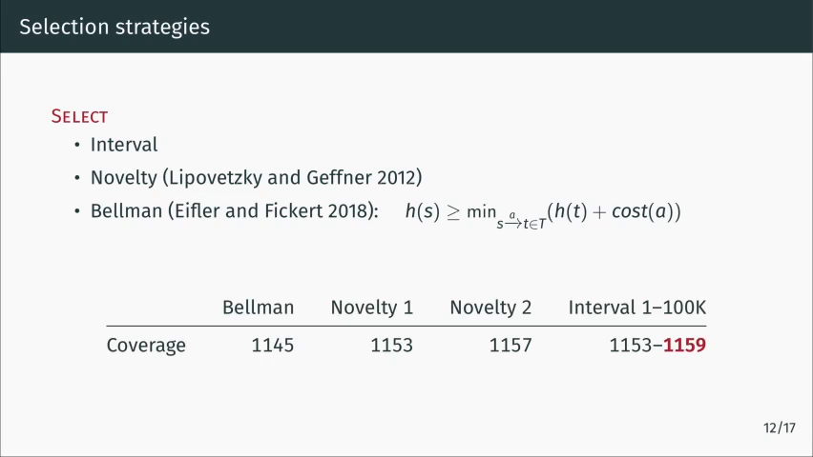So how do these fare in practice? We see that the Bellman variant solves 1145 tasks, which is a little less than the other variants, which perform more or less the same. And the best variant uses an interval of 10,000 states, which is what we use in all the other experiments.